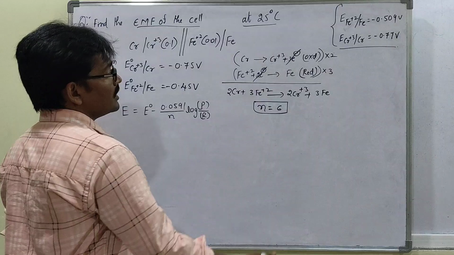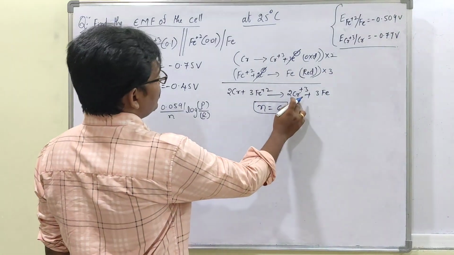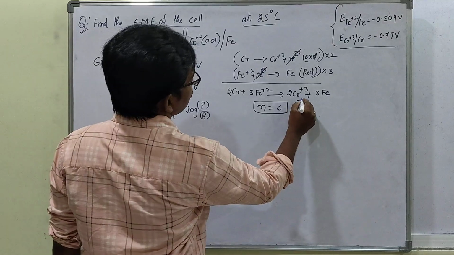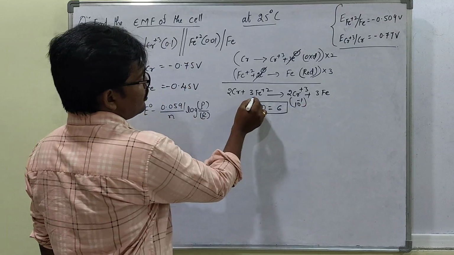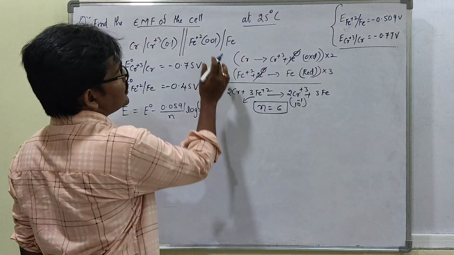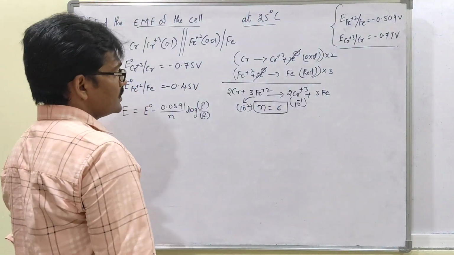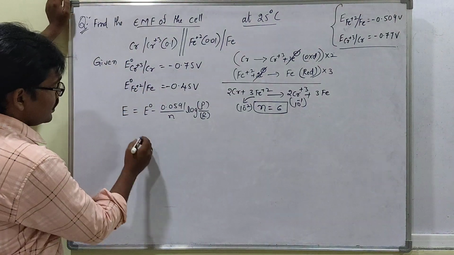Then what is the product concentration? This is the product. So what will be its concentration? 0.1, nothing but 10 to the power of -1. This is the concentration. What about the Fe concentration? That is 10 to the power of -2. Sir, when we are writing the concentration, look at first.